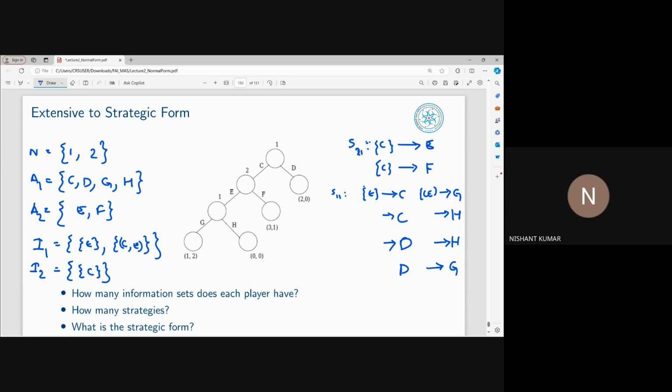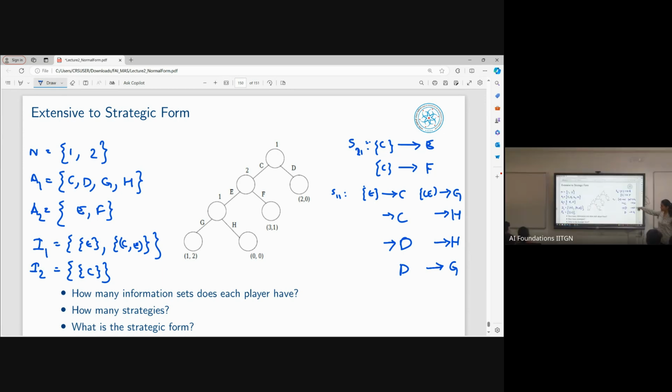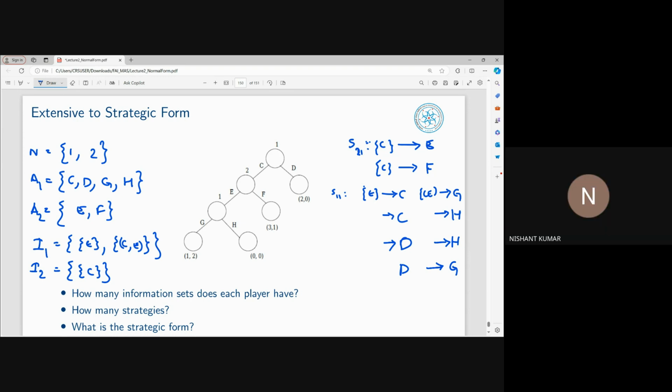Can you explain this strategy form, ma'am, again? The strategies, the different strategies you mean? Yeah. So how this strategy C to H and D to H and then D to G, how does this happen?